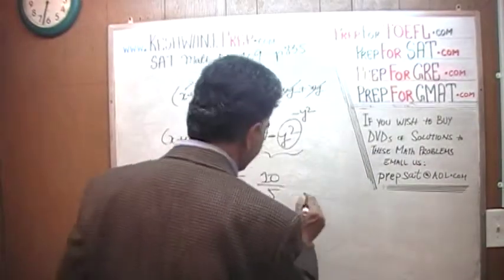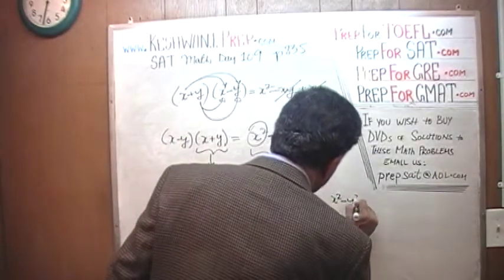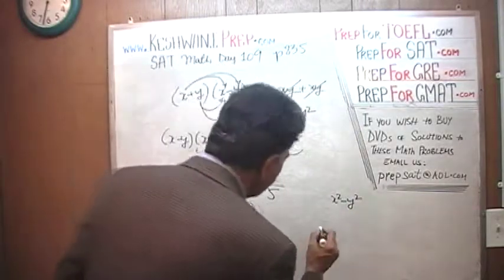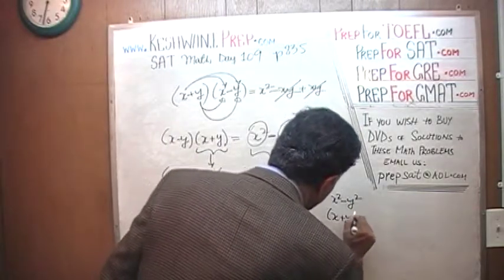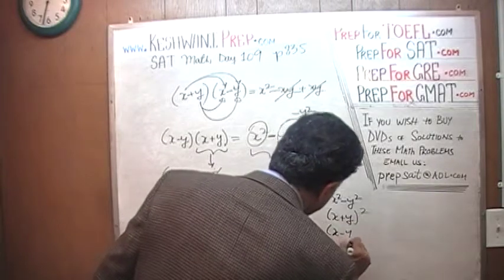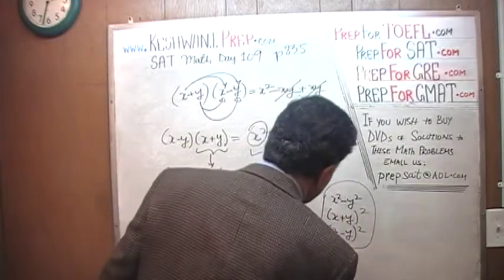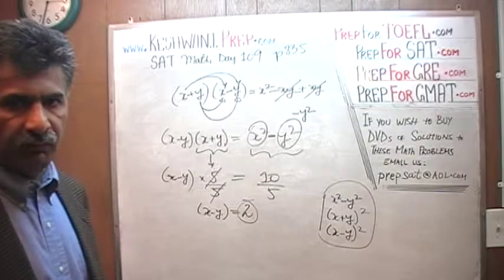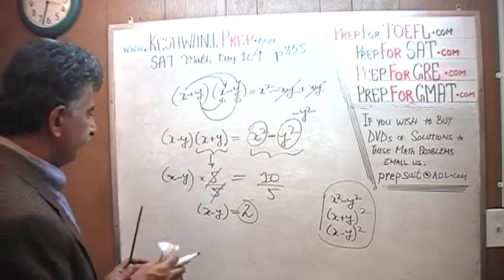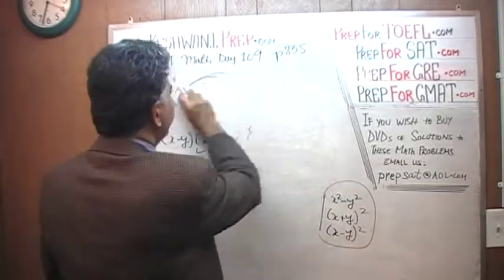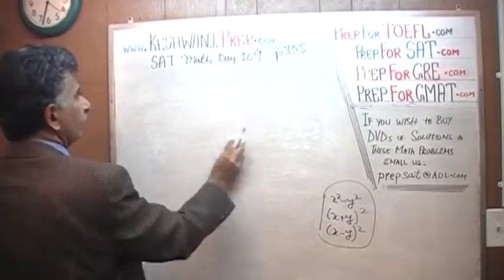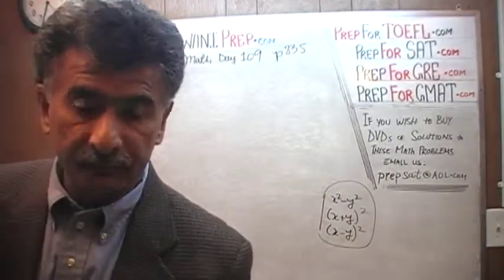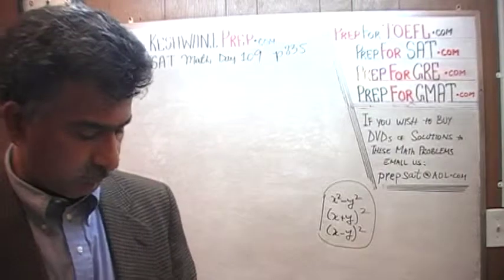You already saw one of them, which is the difference of two squares, x squared minus y squared. You must also know what x plus y whole squared is, and you must also know what x minus y whole squared is. These three formulas you must know for the exam by heart. That is the only reason why this question is classified as a hard question.